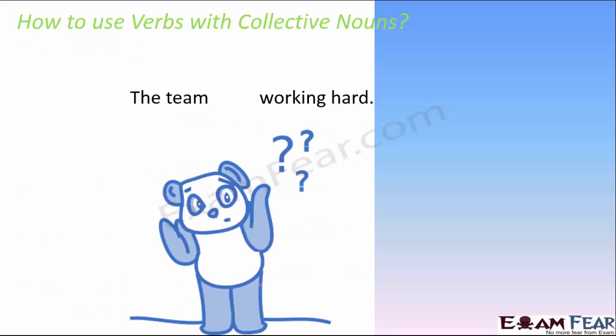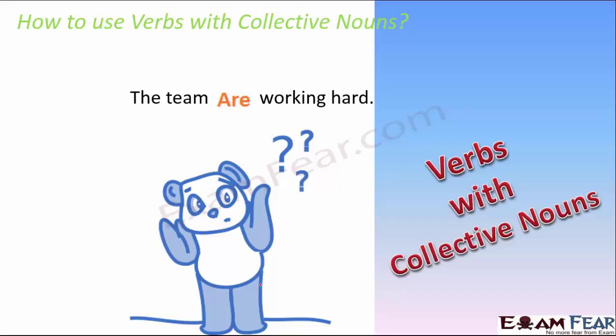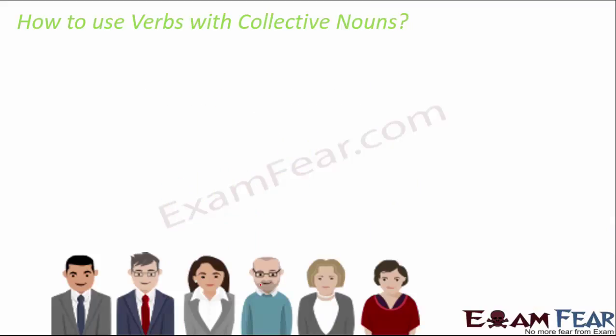Rules. Now let's see how to use verbs with collective nouns. Now that's again going to be interesting as well as important. Let's say team. The team is working hard. The team are working hard because team is not just one person. The team always consists of a lot of people. So whether it should be a singular verb or a plural verb, again a confusion. So let us understand how do we use verbs with collective nouns.